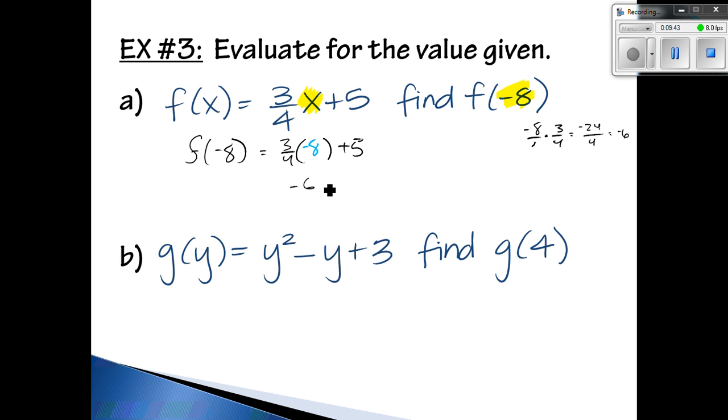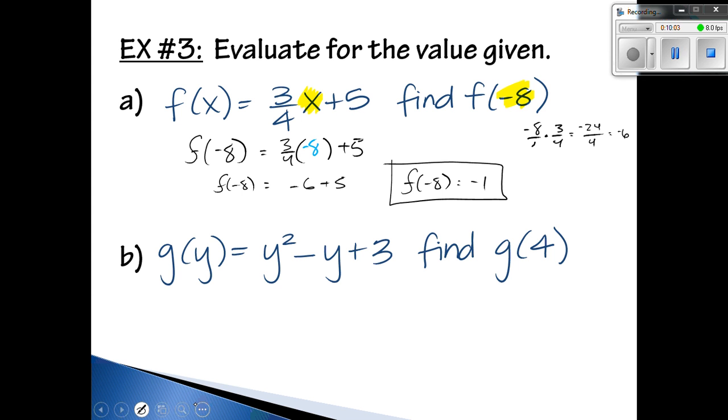So I have -6 plus 5. And what's -6 plus 5? Yeah, -6 plus 5 is -1. So my final answer would be f of -8 equals -1. That's how we write our final answer.